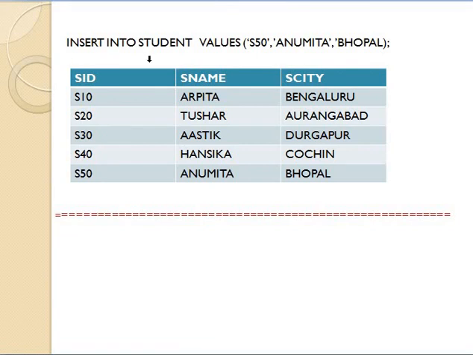And at the end, the fifth record S50 Anumita and Bhopal getting inserted into the table after the first four records connected with the students Arpita, Tushar, Astik and Hansika. As a result, 5 records are being inserted into the table student.